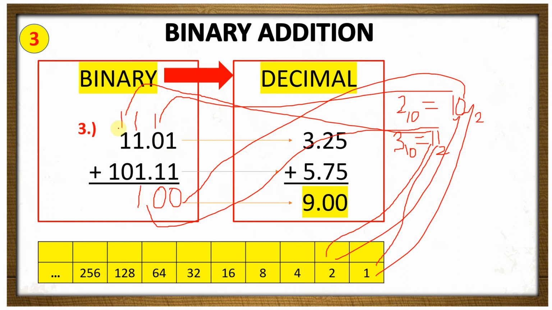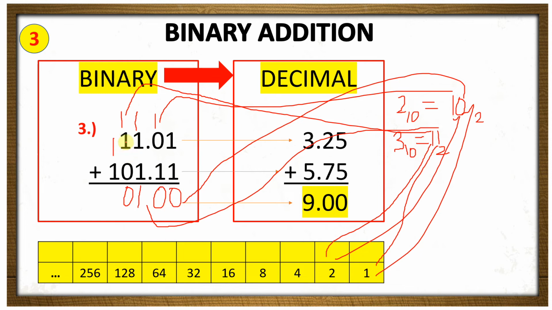This time, 1 plus 1 is actually 2 in decimal. Plus 0, it's 2. So 2 in decimal is 01 in binary. Again, you bring down the 0, and you carry over the 1.